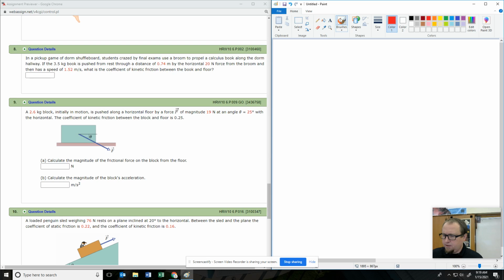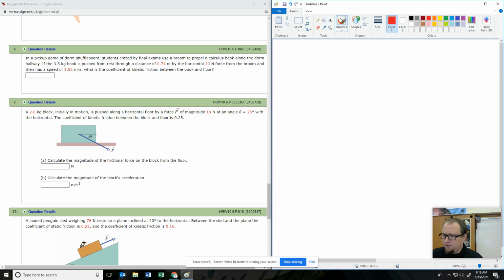Okay. The biggest that static friction will be is 0.22 times normal force, which is mg cosine of theta. The normal force on a ramp is mg cosine theta. So 0.22, my mg is 76, cosine of 20. Let's just get a value. So 0.22 times 76 cosine 20, 15.7. So the maximum the static friction will be is 15.7.